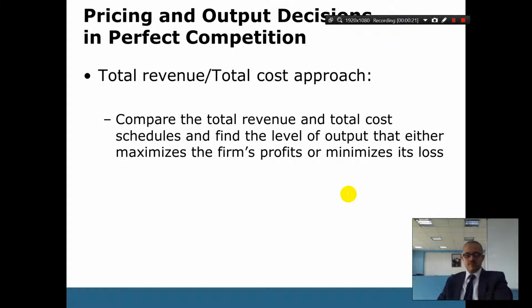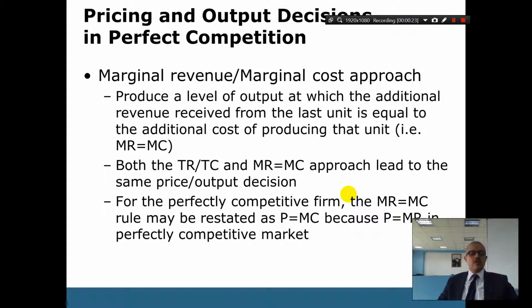Yes. And then we've got the marginal revenue, marginal cost approach. That's when you produce a level of output at which the additional revenue received from the last unit is equal to the additional cost of producing that unit. So that's when you have marginal revenue equals marginal cost. That will give you the maximum profit.